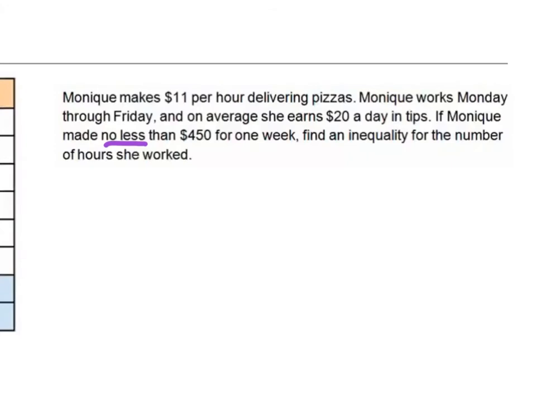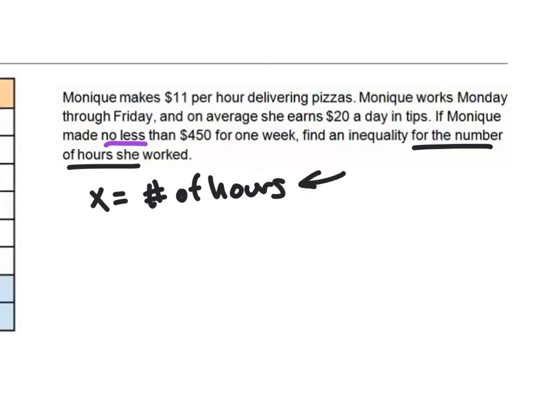So $11 per hour. Find an inequality for the number of hours. So check this out. X is equal to the number of hours. I created that. In word problems, you have to create things. So let's try this. Let's do $11 times the number of hours you work plus $20 a day times 5 days. And that's no less than 450.